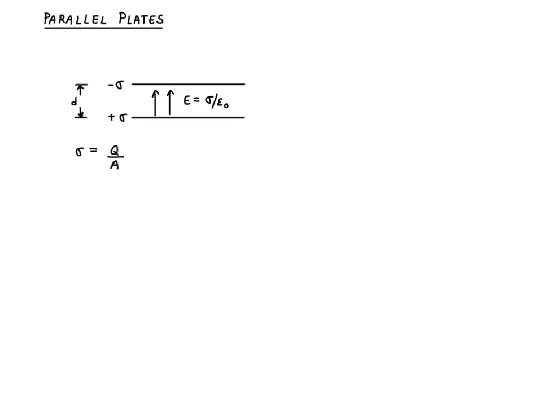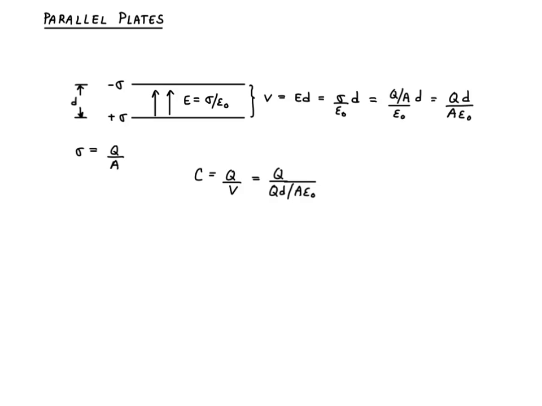We also derive the potential difference across these plates as being simply V equals ED. So putting in for E, we have this, and putting in for sigma, we have this, and finally, this reduces to QD over A epsilon naught. To find capacitance, which is simply C equals Q over V, we just put in for V what we found above. And this reduces to a very simple expression. The capacitance is A, the area, times epsilon naught over D.